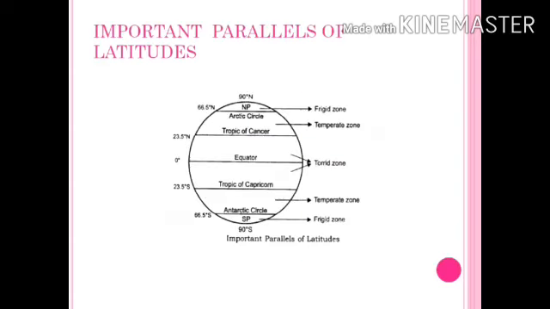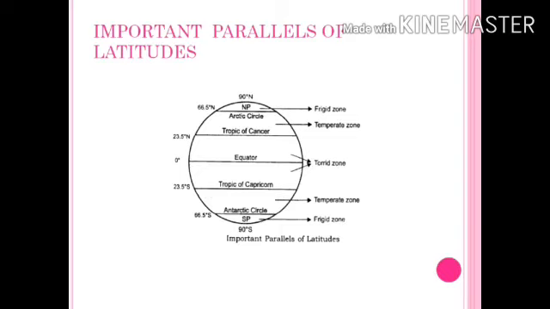Important parallels of latitude. Central line is equator, 0 degree. See, North Pole is 90 degree north and South Pole is 90 degree south. What are the four important parallels of latitude? The first one is Tropic of Cancer and Tropic of Capricorn, Arctic Circle and Antarctic Circle. These are the four important parallels of latitude.